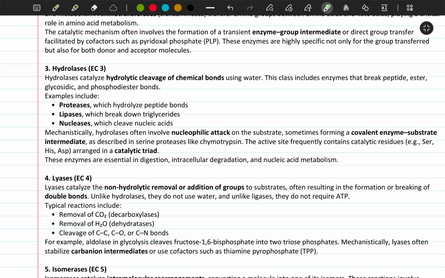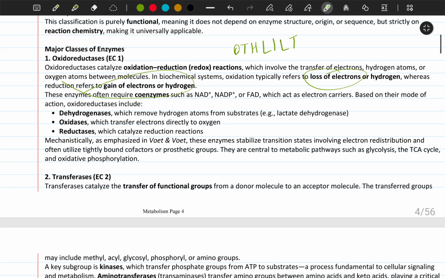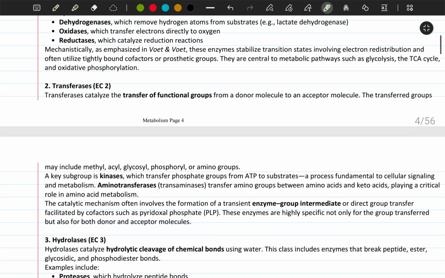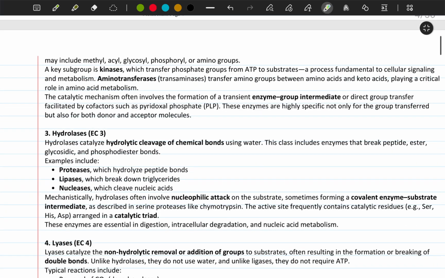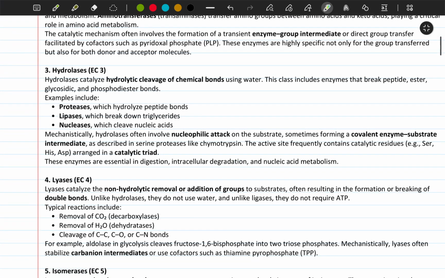Next is lyases, EC4. What do lyases do? They catalyze the non-hydrolytic removal or addition of groups. So we have hydrolytic, now we have non-hydrolytic. First we had oxidoreductases, so loss or gain of electrons we are seeing there. Next is transferases, we are transferring a whole functional group. Next is hydrolases, we are seeing the cleavage, they catalyze the hydrolytic cleavage of chemical bonds. If this is hydrolytic, we are using water.